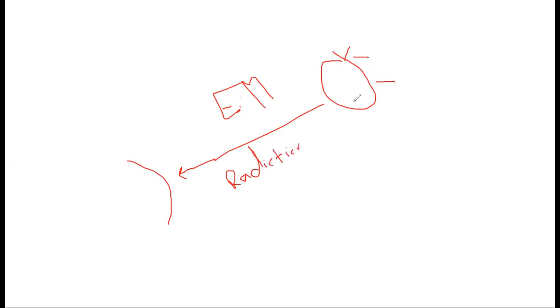When energy moves from one place to another, from one object to another, it can be transferred in three ways: conduction, convection, and radiation. Electromagnetic radiation. That is why it is called electromagnetic radiation, because it moves to earth by radiation.